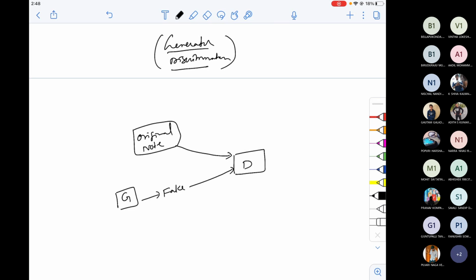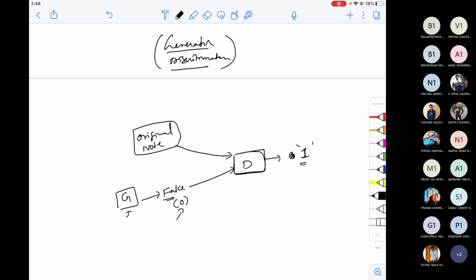Now, the generator's responsibility is to generate fake notes in such a way that he fools the discriminator. Fake notes will always have a 0 label, but the generator doesn't want his fake image to be predicted as 0. Instead, the generator wants the discriminator to classify his fake notes as real, that is nothing but 1.